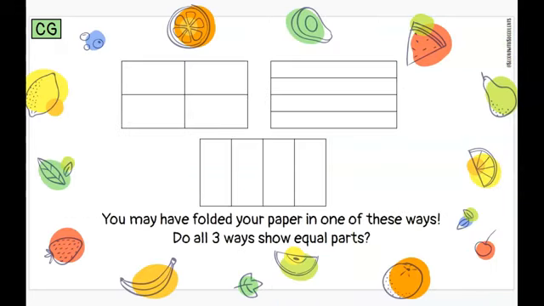Now you may have folded your paper in one of these 3 different ways. If you folded it like this in the upper left, show a connection. That's one way. All 4 pieces are equal. If you folded it like this in the upper right, show a connection. That's another way. All 4 long, skinny parts are the same size. If you folded it like the one on the bottom right here, show a connection. That's another way. Your long pieces are all the same size. They are all showing equal parts.